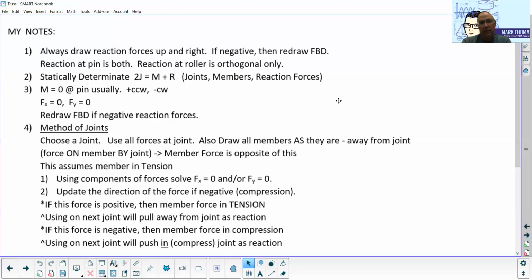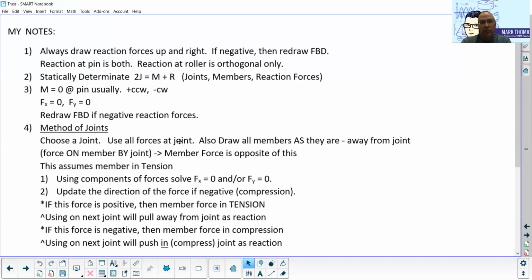We're going to check to see if it's statically determinate. We're going to look at our moments equals 0, usually at the pin, because that allows us to eliminate two unknowns out of our equation. It makes it easier to solve. Reminder that if we're going in a counterclockwise direction, it's a positive rotation. If we're going in a clockwise direction, that would be considered a negative rotation. We're also going to look at our sum of forces in the x and y and redraw our free body diagram if any of the reaction forces are negative.